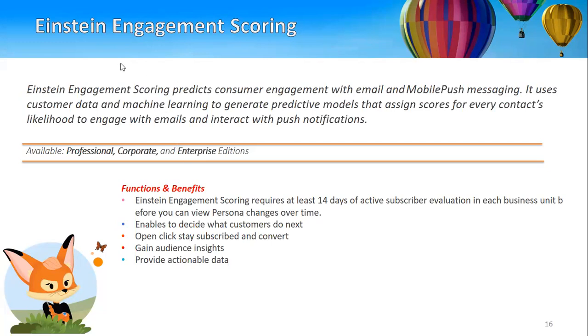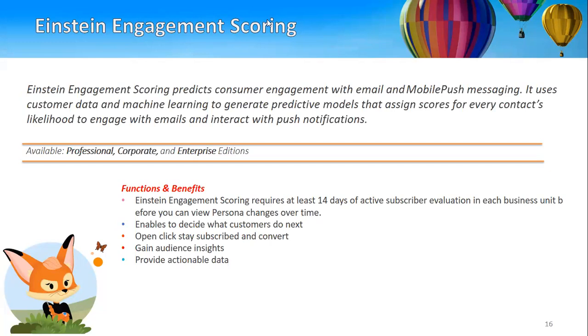So Einstein engagement scoring predicts consumer engagement with email and mobile push messaging. Earlier, whatever we discussed was only for emails, and now we are looking into mobile push as well. It uses customer data and machine learning to generate predictive models that assign scores for every contact's likelihood to engage with emails and interact with push notifications.